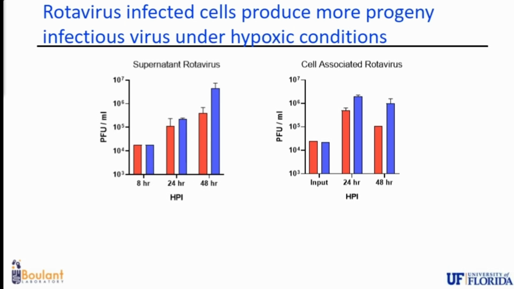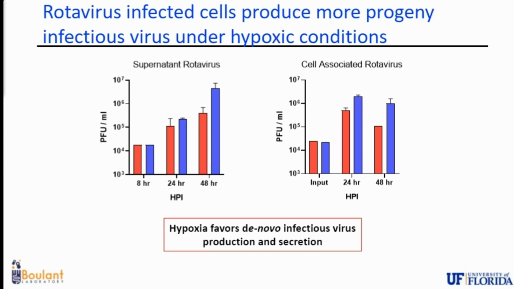And this is the quantification of the amount of infectious virus produced, so both released in the medium, so in the supernatant, or also associated with the cells, or remaining in the cells. And you can clearly see that hypoxia favors de novo infectious virus production and secretion.